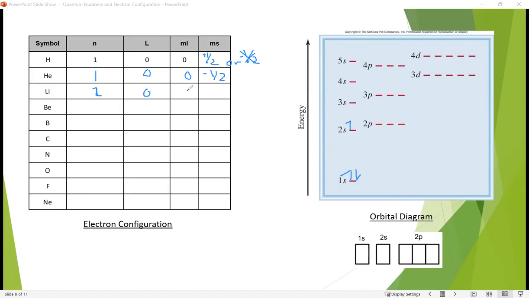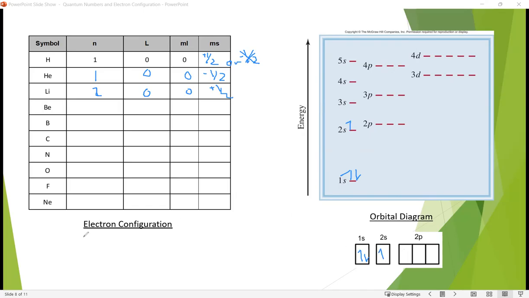And so ML has to be 0. And again, it's spin up, so plus a half. So this is the best descriptor, right? But it takes up the most space. So we have a condensed view where we write the same thing like this.